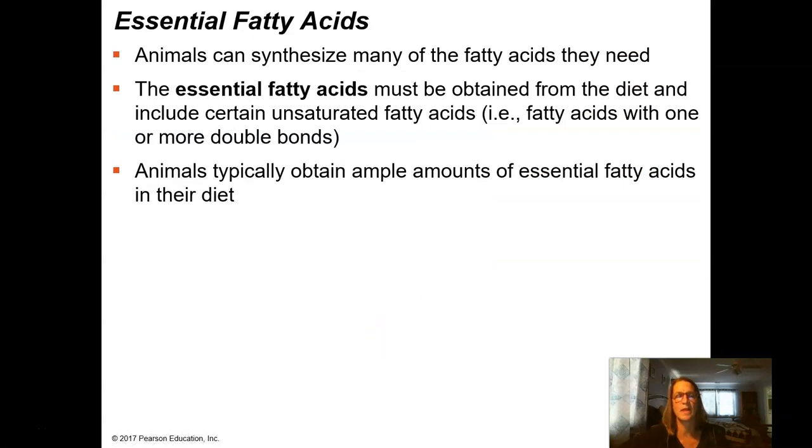I'm not going to spend as much time on essential fatty acids. Typically, animals can synthesize a lot of the fatty acids that they need. But again, for essential fatty acids, these have to be obtained from the diet. And they include particular unsaturated fatty acids. So you don't need to worry about what exactly those are. I'm not going to test you on that. But typically, it's not difficult to obtain the essential fatty acids in your diet.